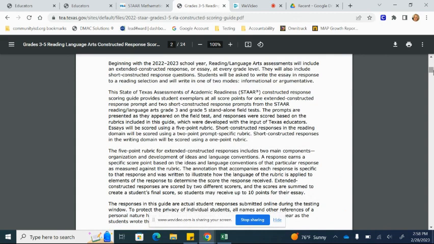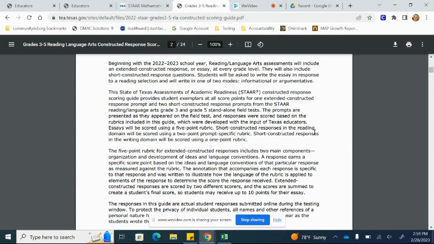So what this tells us is, right here, essays will be scored using a 5-point rubric. Okay, so your extended constructed responses will be scored using a 5-point rubric. Short constructed responses that are in the reading domain will be scored using a 2-point prompt-specific rubric. So these could be prompts that ask the student to answer something about a text and probably support that response with evidence. So they're asking for 2 things there, which would be worth 2 points.